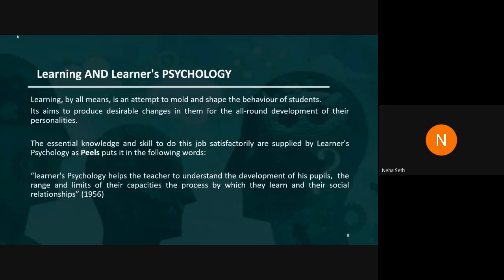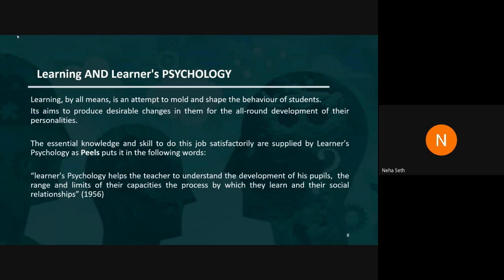So as I said, it is not only about teaching the subject. It is not only about sharing the concept with them related to the subject. It is also about going beyond it: how our students are learning beyond the subject.